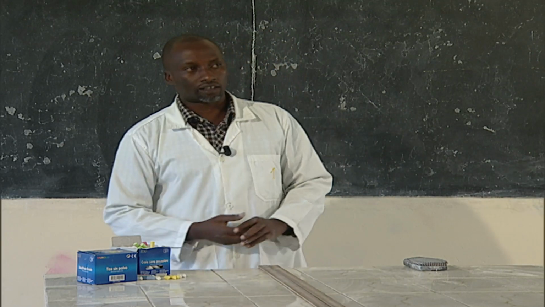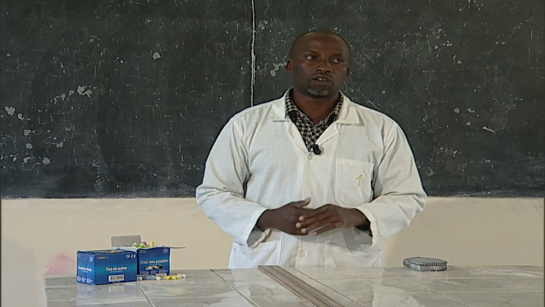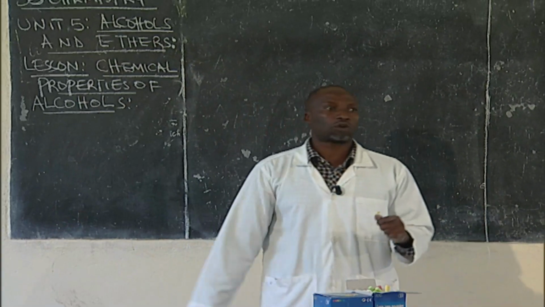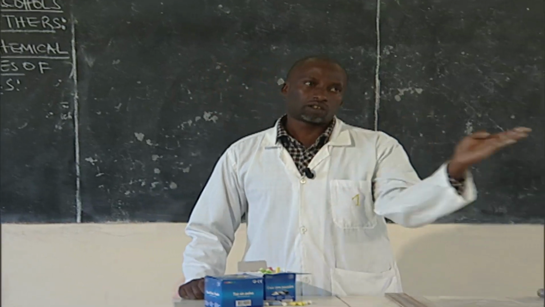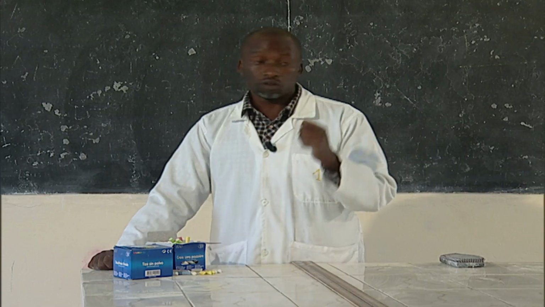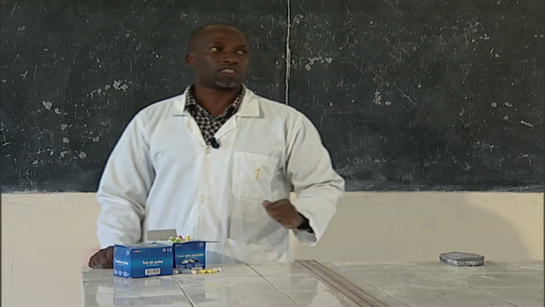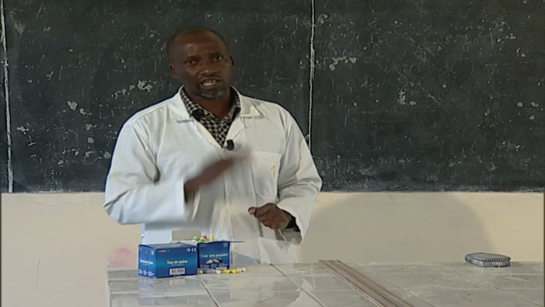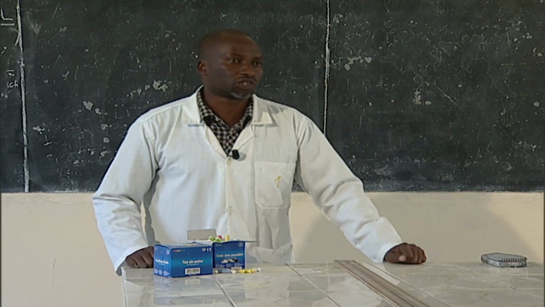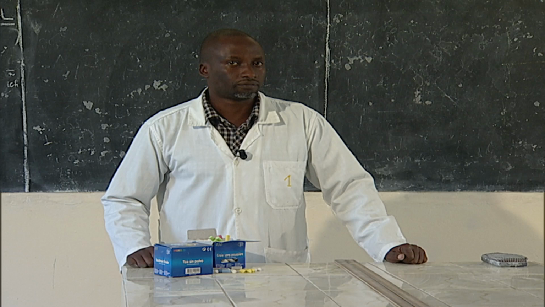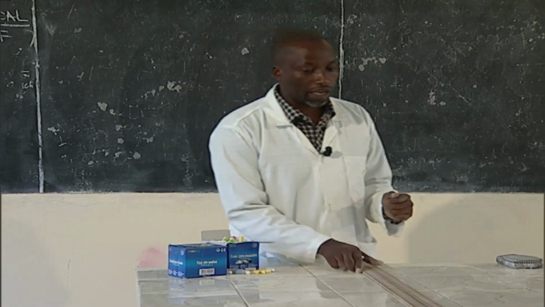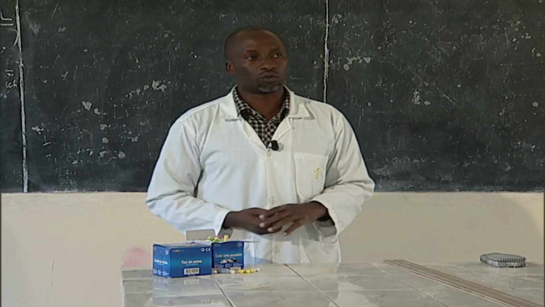You remember in the previous lesson, we were looking at Unit 5, which is about alcohols and ethers. We are still on the same unit, and we'll continue with the chemical properties. I don't know whether you still remember those chemical properties. If you remember them, let me remind you about the chemical properties that we looked at.